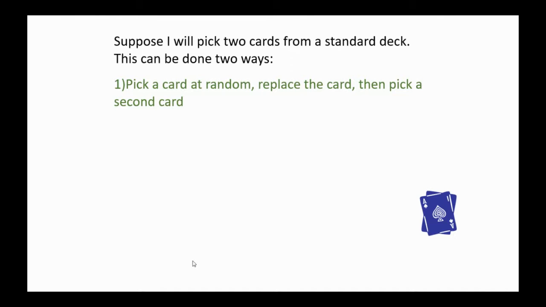So I can pick cards two ways. This first time, I'm going to pick a card, replace it, and then pick another. Well, I'm just drawing two. Is it independent? The second one would be independent because you're narrowing how many cards you can choose.